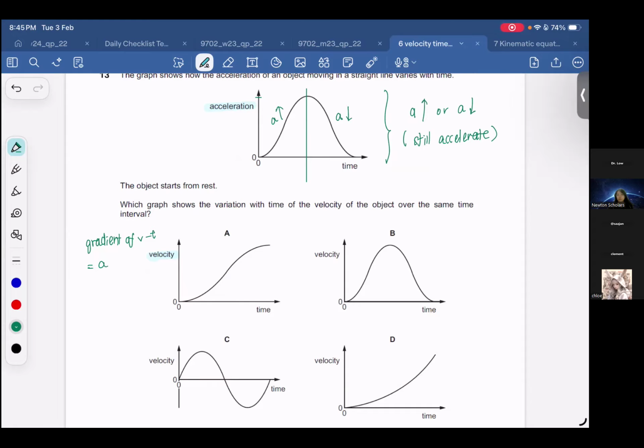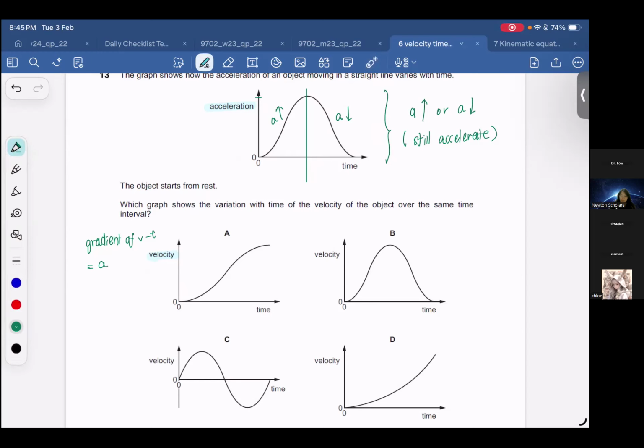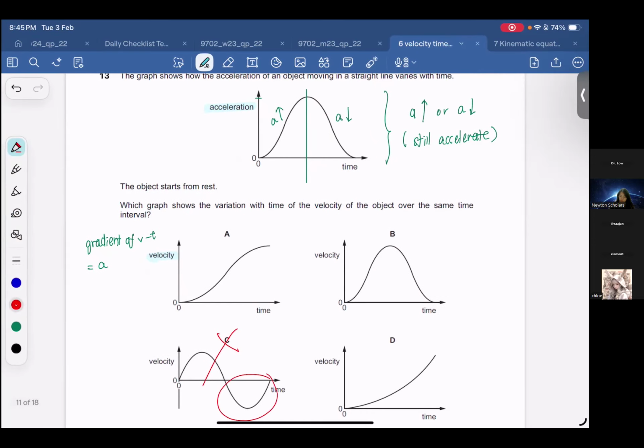Does it change direction? Acceleration is positive and still positive, but it's just decreasing in rate only. So this one in the positive region is still accelerating. It doesn't mean that it changed direction. So B and C are confirmed wrong, because C here shows a change of direction, but from our acceleration-time graph, it didn't show that it changed direction.